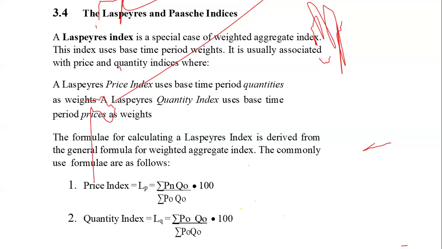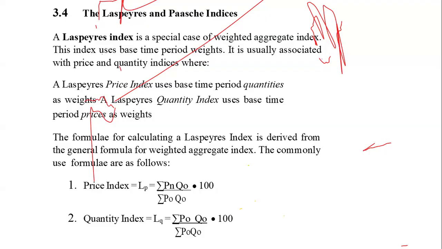A Laspeyres index is a special case of weighted aggregate index. This index uses base time period weights. It is usually associated with price and quantity indices, where a Laspeyres price index uses base time period quantities as weights. A Laspeyres quantity index uses base time period price as weight.